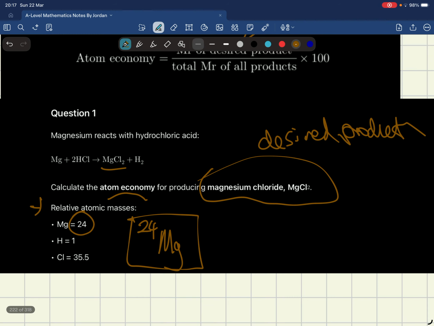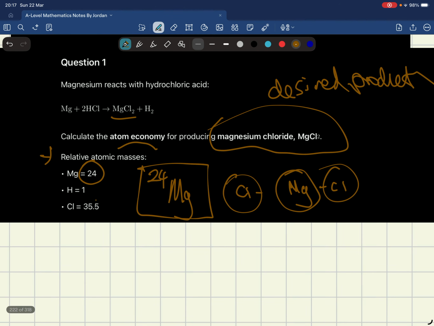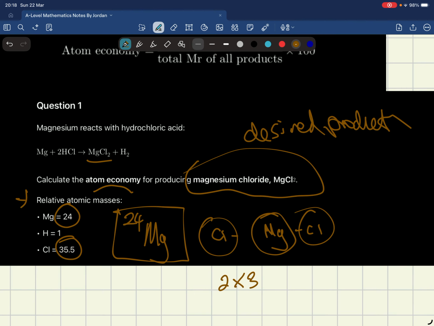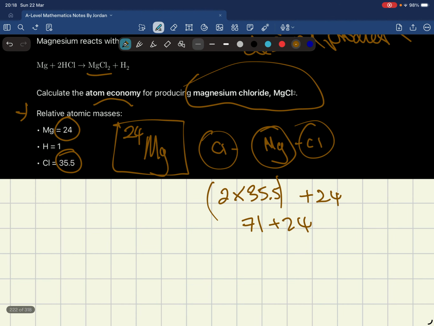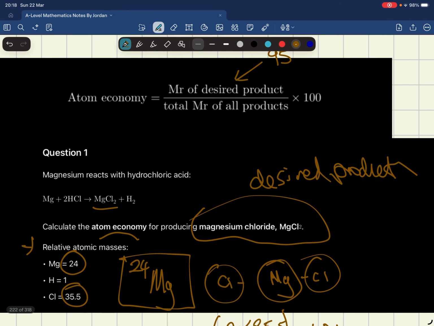Now for magnesium chloride, that would actually be magnesium and then 2 chlorines. So there's actually 2 of those you need to worry about, and chlorine is 35.5. So here we've got 2 times 35.5, and then add 24. So 2 lots of 35.5 is 71, plus 24, that's going to give us 95. So that would be the MR of the desired product.